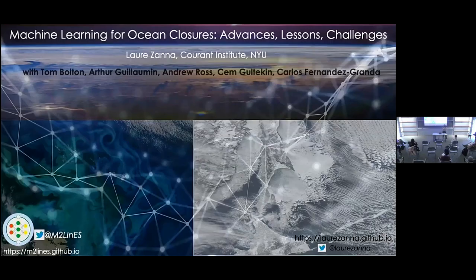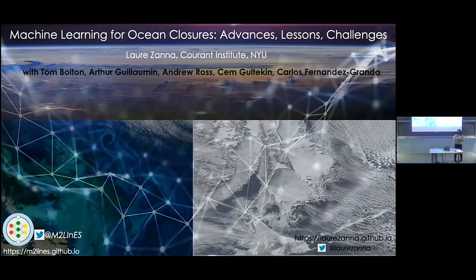I'm going to talk about how to use machine learning and data-driven approaches to come up with closures for ocean mesoscale eddies. Mesoscales are turbulent features in the ocean that have scales of 10 to 100 kilometers or so, and they affect the ocean circulation in terms of steering and mixing and transport of different tracers in the ocean.